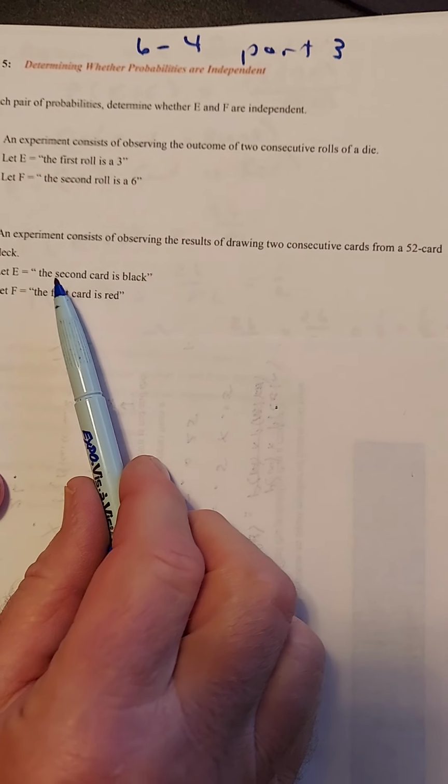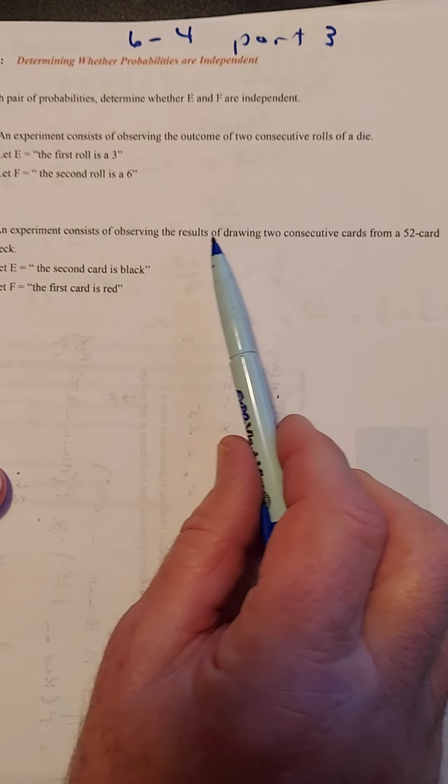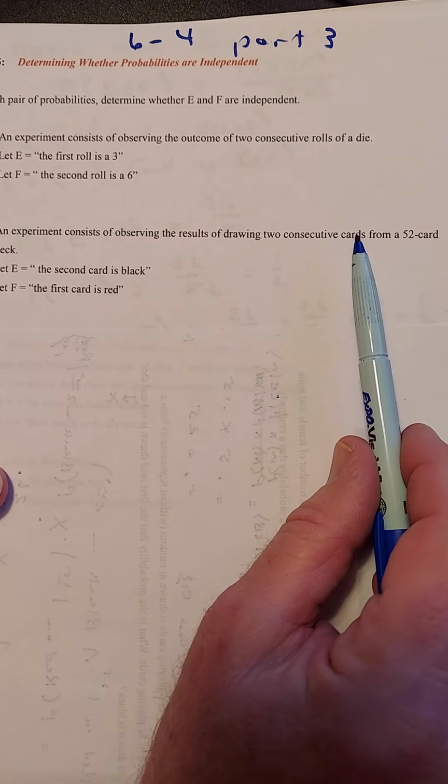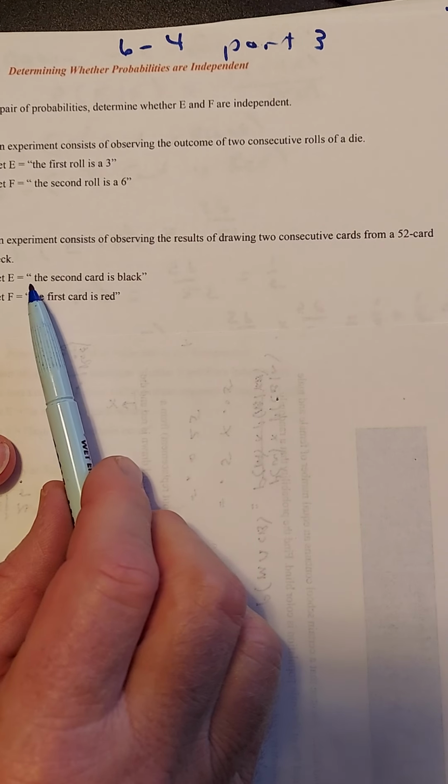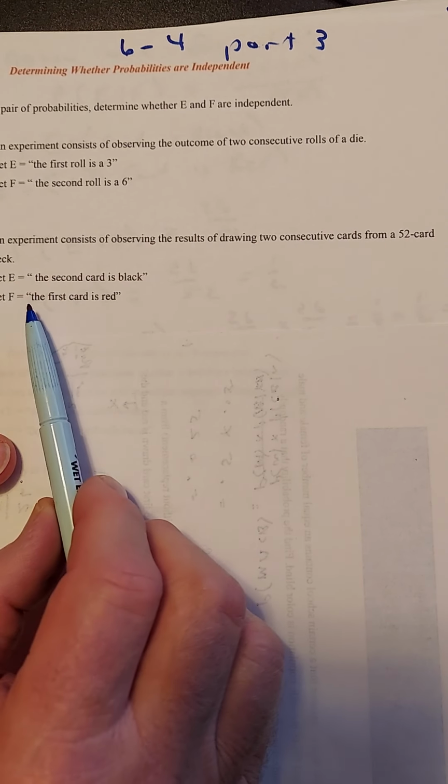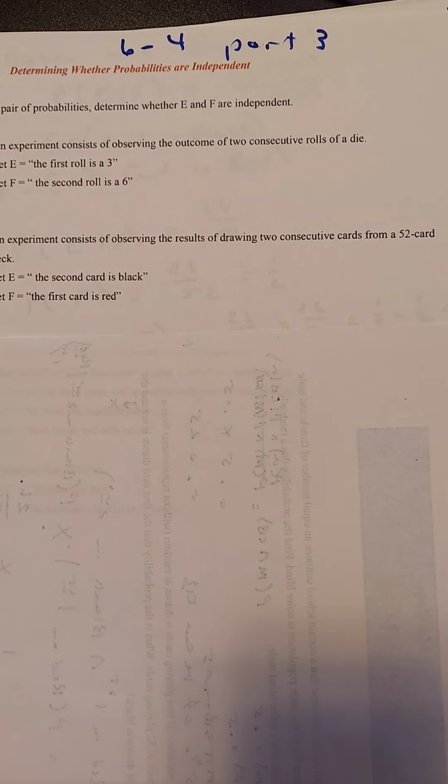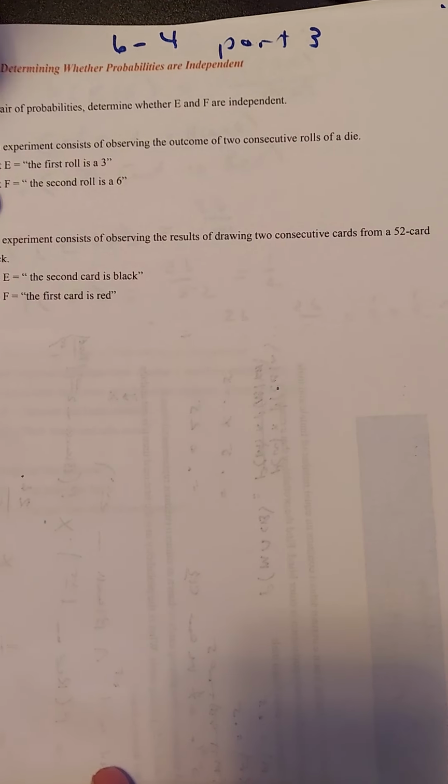E is, okay, we got two cards. We're going to draw two consecutive cards. That means we're not putting it back. So E says the second card is black, and F says the first one is red. Okay, so what's that one going to look like?